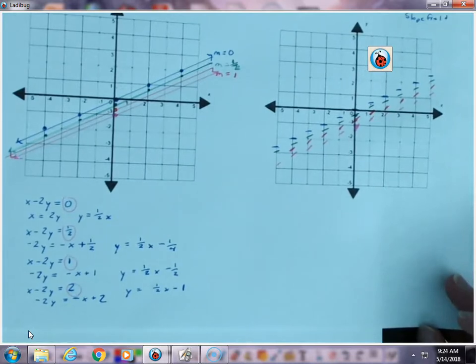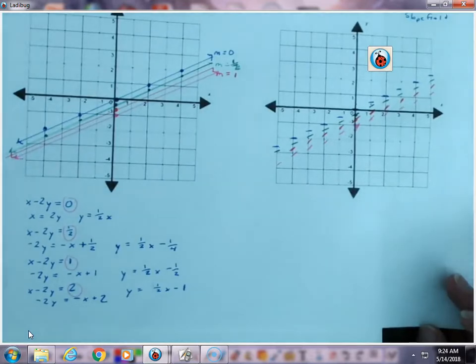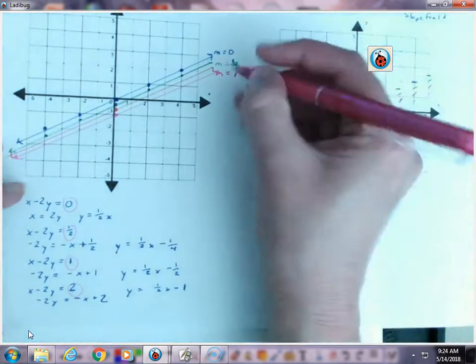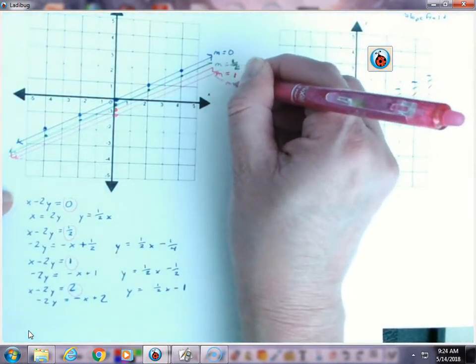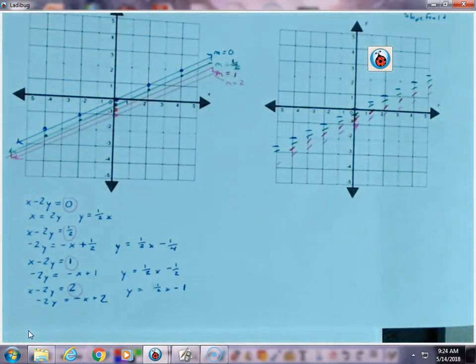All right, how you doing? Okay, we did 0, 1. We got, did I write m equals 2 for this one? All right, you got 3 more. Ready for it? Say yes.